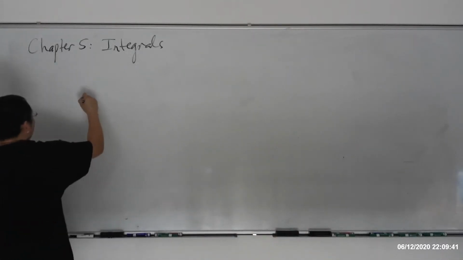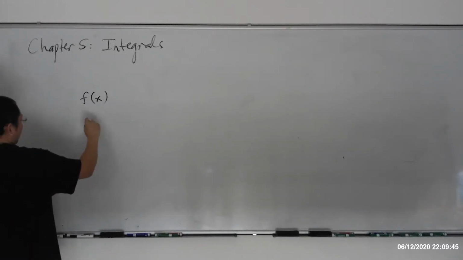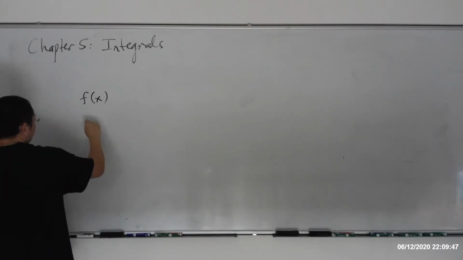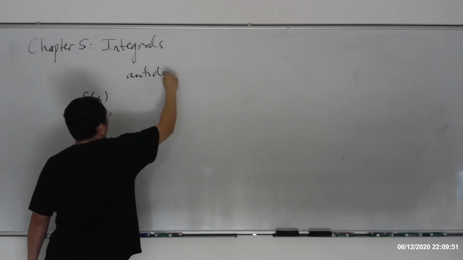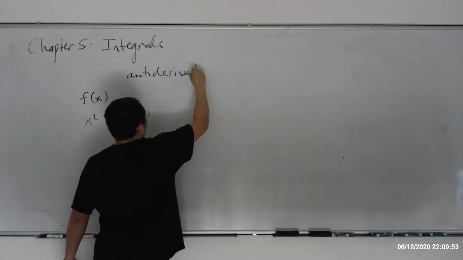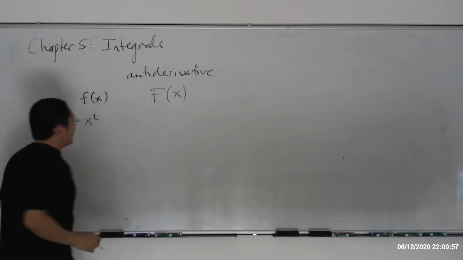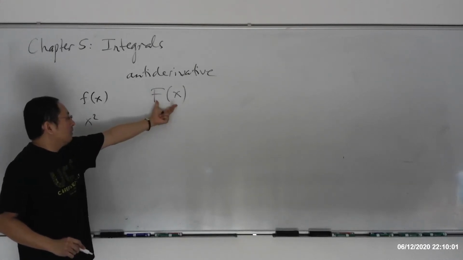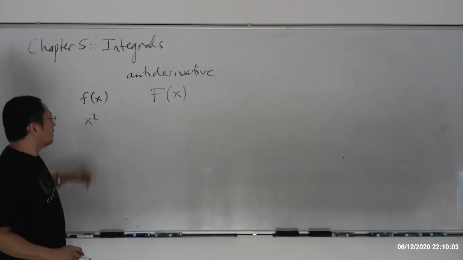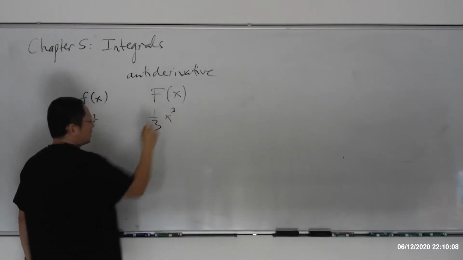So if you have the function f of x, for example, say f of x equal to x squared, then we talk about something called the antiderivative. In other words, we're looking for big F of x. What is big F of x? It's the function that when you take its derivative, you get x squared. And the answer is 1/3 x cubed. That's what we learned last time.